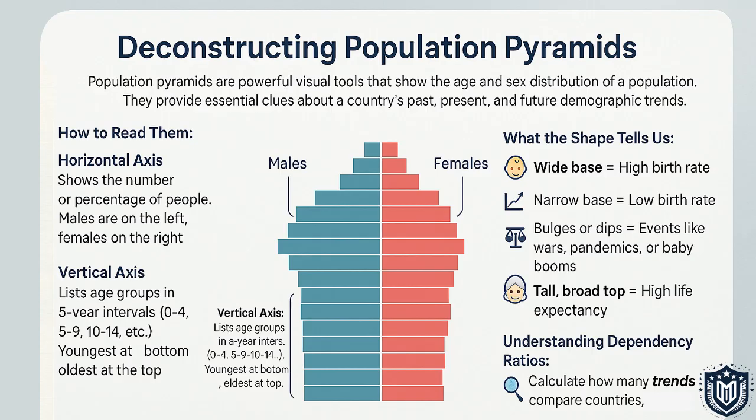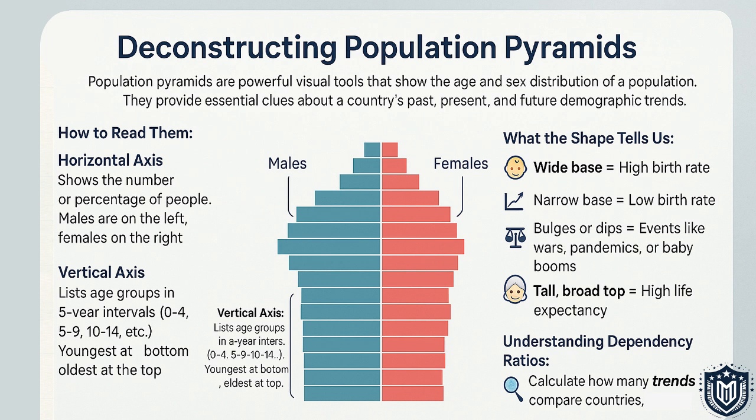A population pyramid is a powerful visual that displays the age and sex structure of a population. On the horizontal axis, we have the number or percentage of people. Males are typically shown on the left and females on the right. The vertical axis lists age groups in 5-year intervals, starting from the youngest at the bottom to the oldest at the top. But there's more than just bars and numbers here. The shape of the pyramid tells a demographic story.